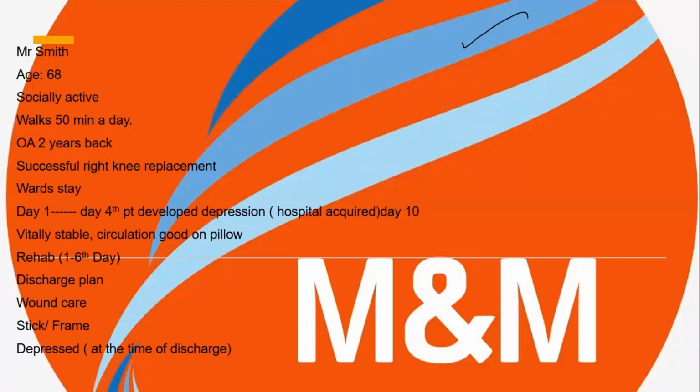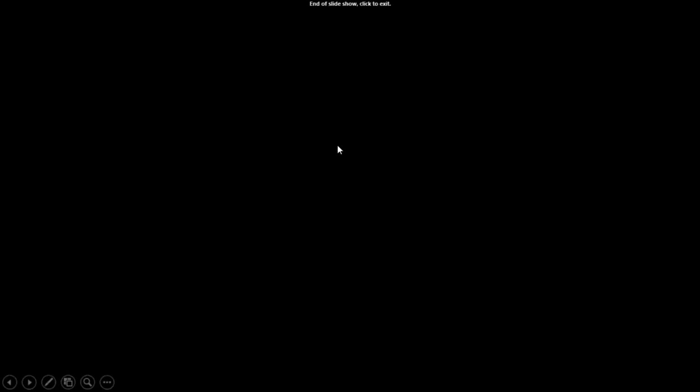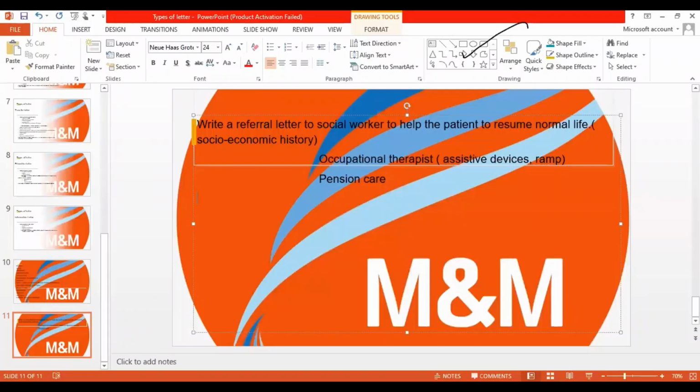If this is the case, the patient had right knee surgery, and now it's not a conventional but an unconventional discharge. You are discharging the patient, but you have to write a referral letter to the social worker to help the patient resume his normal life. So what would you write in the introduction? How can you write down the introduction? To make it clear, we can write it down.